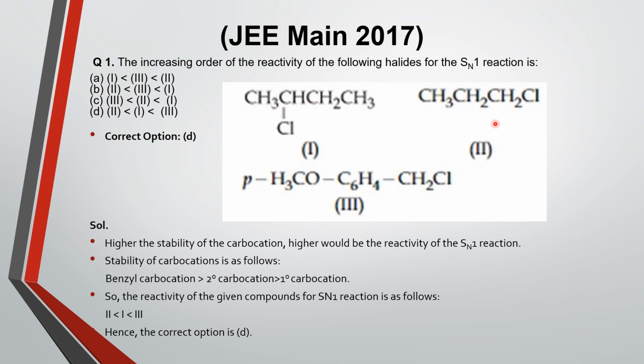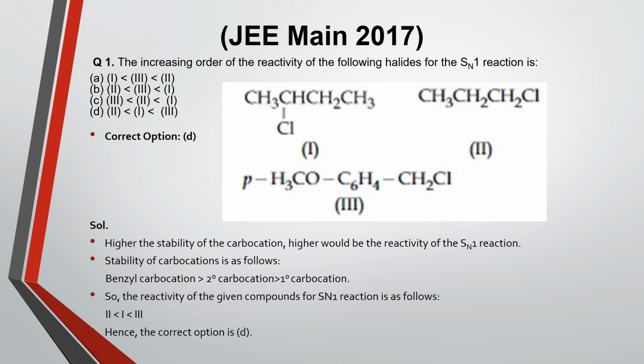In the second substrate, what happens? This is a primary alkyl halide. So after removal of the leaving group, it will give you the primary carbocation. And in the case of the third substrate, what happens? This is C6H4, so this is a benzene ring and it is benzyl chloride. After removal of this Cl negative, that is the leaving group, we will get a benzyl carbocation.